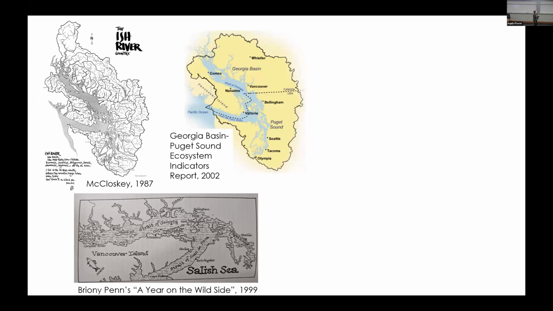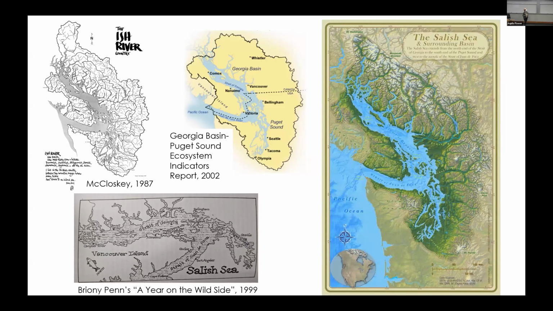Georgia Basin Puget Sound Ecosystem Indicators Report, a scientific report trying to set an ecological baseline for the region, delineates this area, but calls it this Georgia Basin Puget Sound name, a little less catchy than Salish Sea. And then, of course, Stefan's map here from 2009, labeling it the Salish Sea, showing something about like the region that I'm talking about.